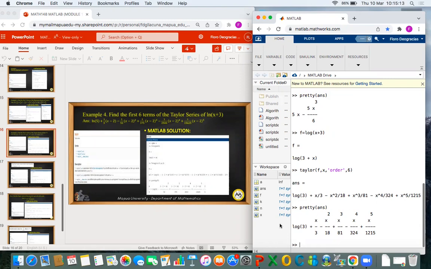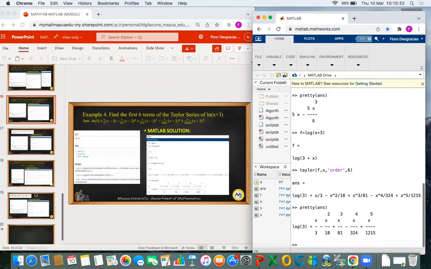There's something wrong, class, because this is x plus 3 while this one is x minus 2. Right, class? And what I have here is log of 1 plus x. Sorry for that. There's some error, I mean a typo error. Okay? Do you follow, class?